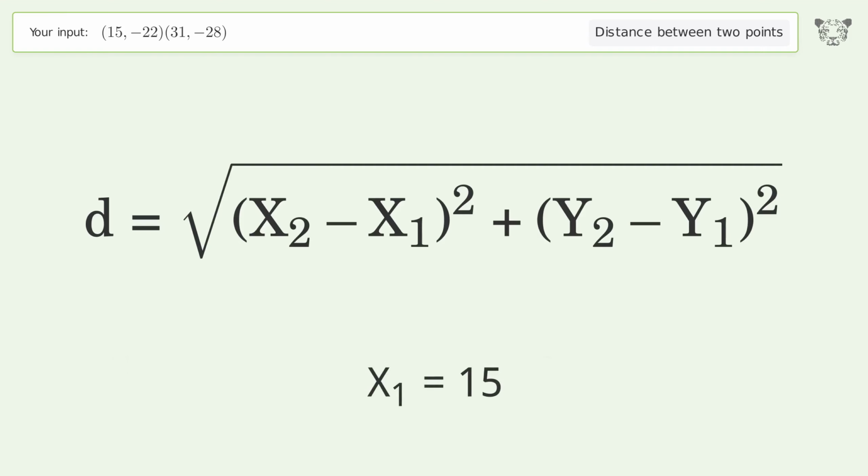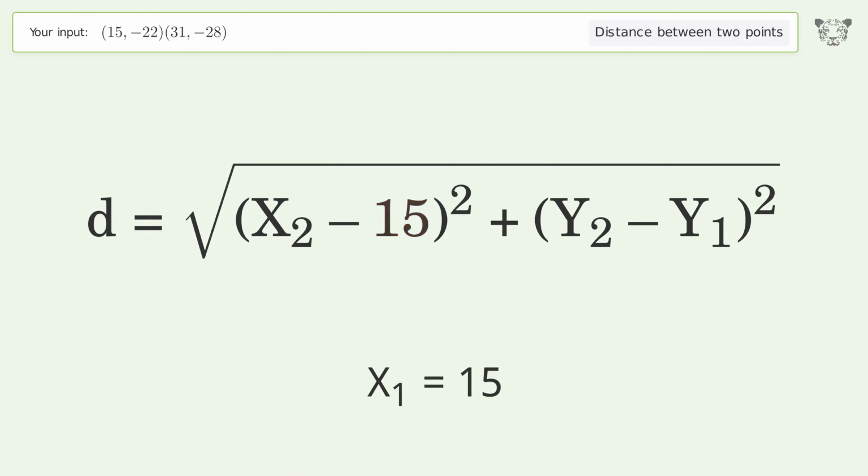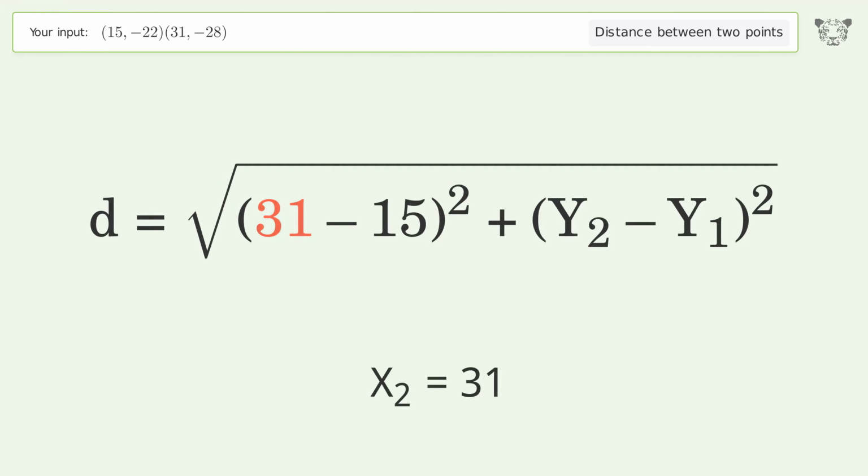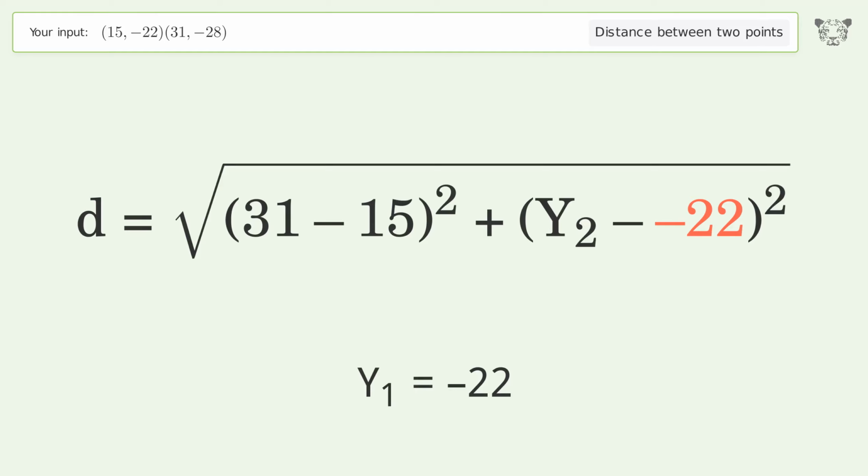x1 equals 15. x2 equals 31. y1 equals negative 22. y2 equals negative 28.